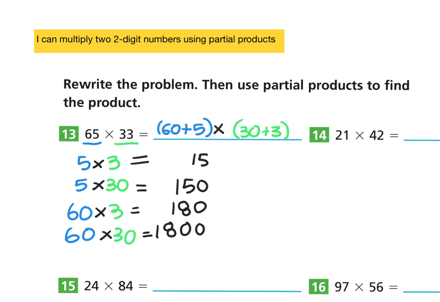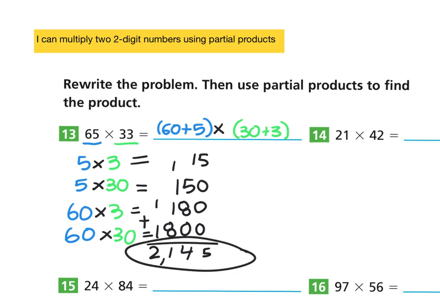It's very important, make sure that you line up your place values so that when you add, it is lined up already for you. So now we're going to add these partial products, and we will get 5 here. 5 plus 1 is 6, 7, 8, 9, 10, 11, 12, 13, 14. 8, 9, 10, 11. All right, so our final product to 65 times 33 is 2,145.